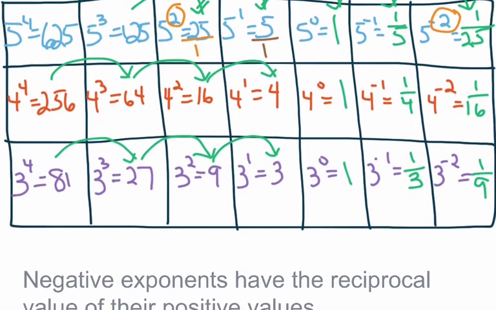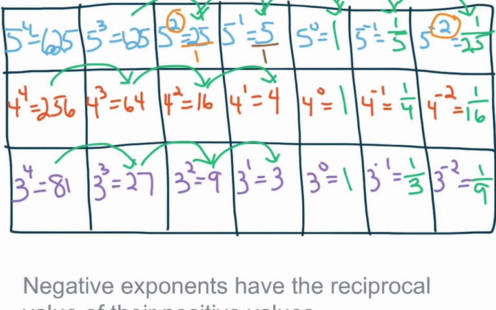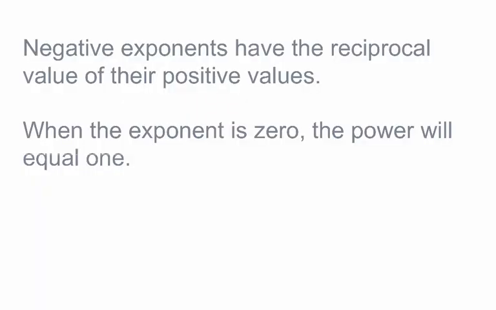The last thing I want to talk about is this column right here. Now for all of those values, it doesn't matter if it's 5 to the 0, 4 to the 0, 3 to the 0, it doesn't matter whatever our base is. If our exponent is 0, the value is going to equal 1. All right, so our next conjecture: when the exponent is 0, the power will equal 1.